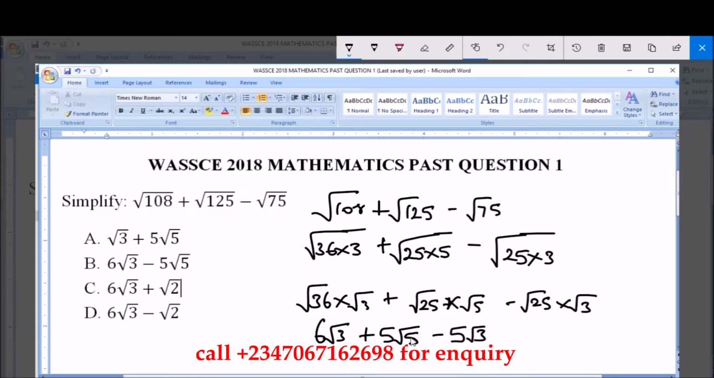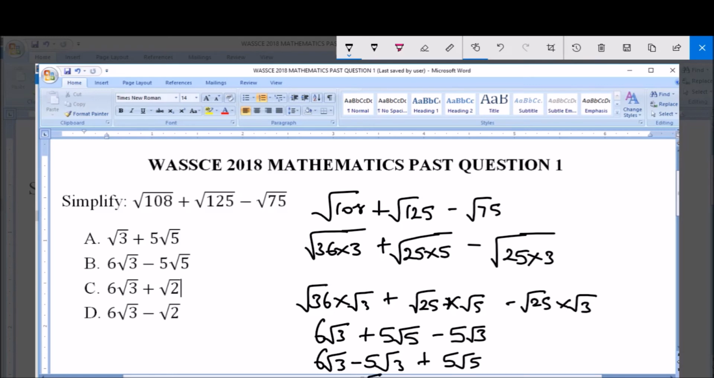Now from this we can collect like terms by saying 6 root 3 minus 5 root 3 plus 5 root 5. And from here you see that 6 root 3 minus 5 root 3 will give us root 3 plus 5 root 5. And this is the answer to this question, and that is option A. So option A is the correct answer to this question.